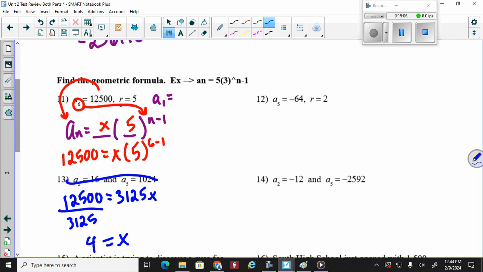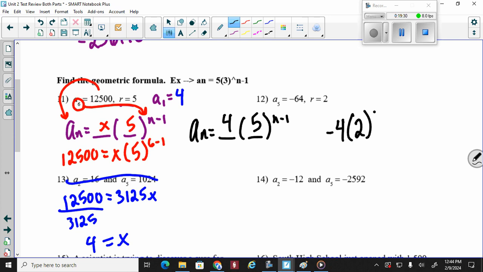Okay, so now that I have my first term, I have my r, so now I can put my first term there and write my final answer. A of n is equal to something, parentheses, something to the n minus 1 power. A of 1, I just found, was 4, r is 5, I'm done. I do not have to simplify. Question number 12, the same exact way, negative 4 times 2 to the n minus 1 power. All right, now let's try question number 13.